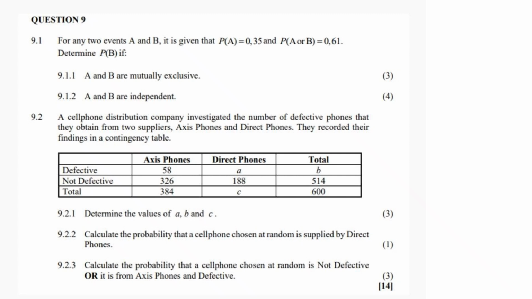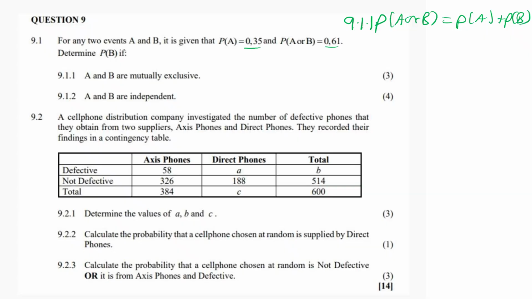So for question 9.1, for two events A and B, it is given that the probability of A is 0.35, and the probability of A or B is 0.61. Determine the probability of B if 9.1.1, A and B are mutually exclusive. If A and B are mutually exclusive, therefore the probability of A or B is equal to the probability of A plus the probability of B.